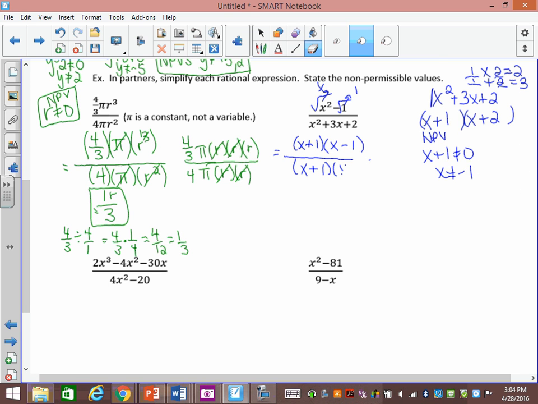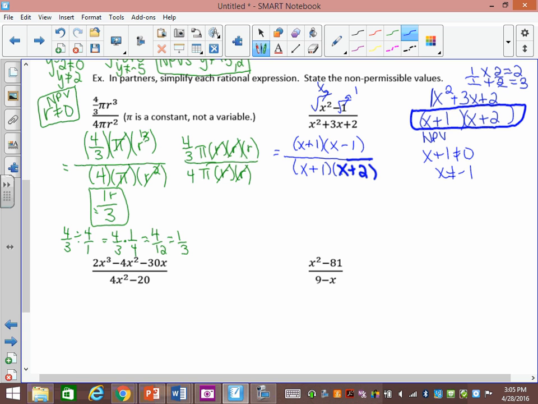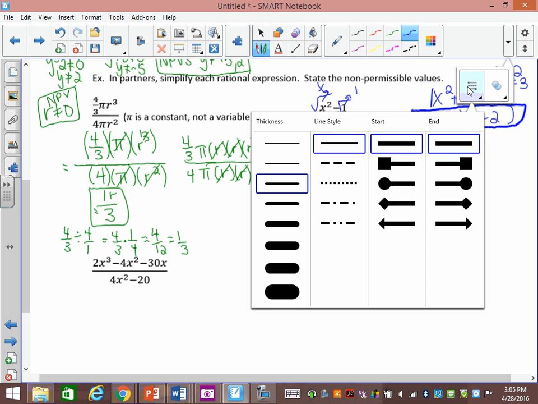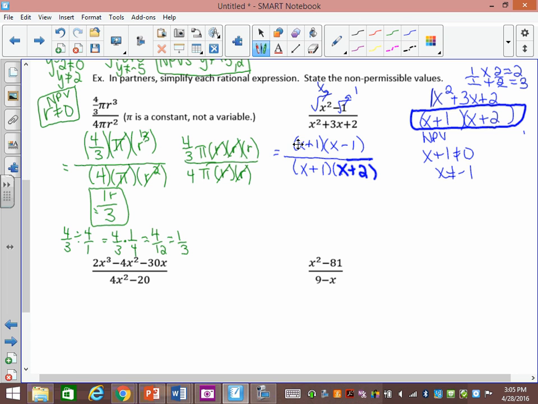This one is x plus 2. These are my factors. I just didn't write them. I wrote the other ones. So this one would be x plus 2 can't equal 0. X can't equal negative 2. So x can't equal negative 1 or negative 2.